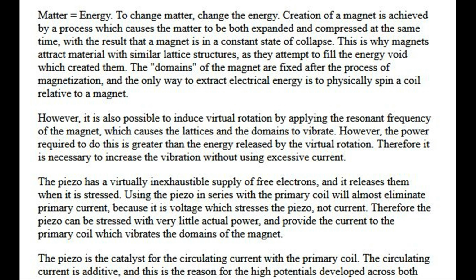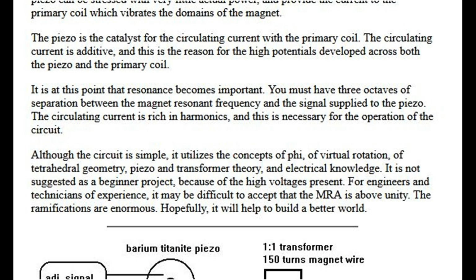The piezo is the catalyst for the circulating current with the primary coil. The circulating current is additive, and this is the reason for the high potentials developed across both the piezo and the primary coil. It is at this point that resonance becomes important. You must have 3 octaves of separation between the magnet resonant frequency and the signal supplied to the piezo. The circulating current is rich in harmonics, and this is necessary for the operation of the circuit.